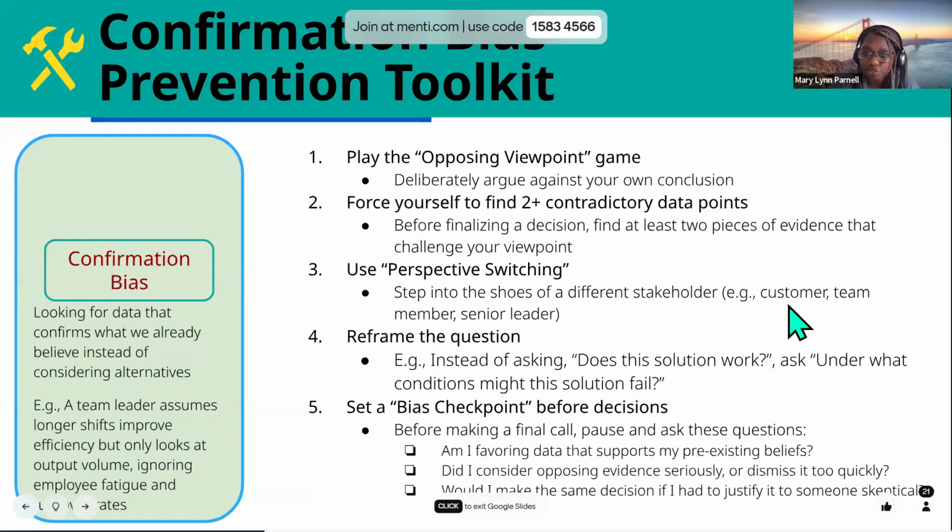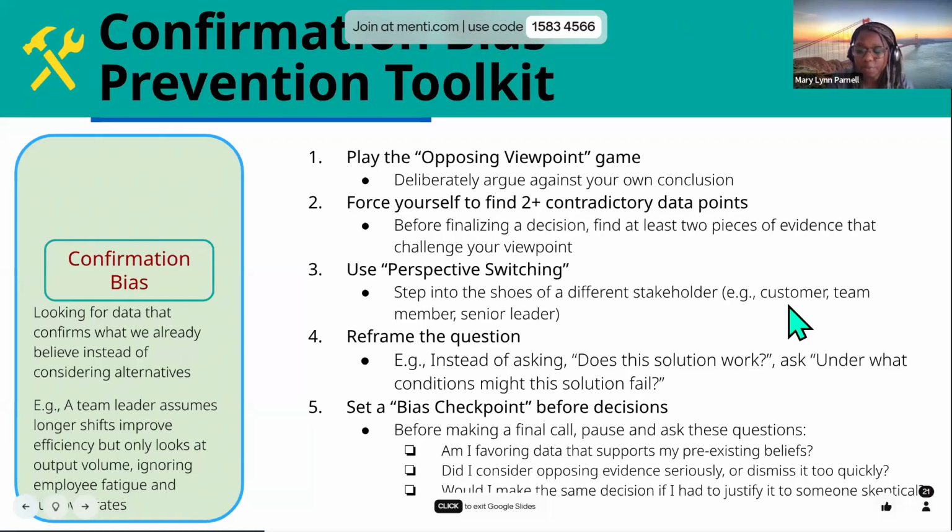When we set a bias checkpoint before we make decisions, we're going to pause and ask these questions. One, are you favoring data that supports my pre-existing beliefs? We as people in general really like positive. So keeping in mind, are you really only drawn to positive data, positive feedback that reinforces, or can we look at the hard facts and the truth to say, okay, we really are not performing, and this is where it's coming from? Did you consider opposing evidence seriously, or did you dismiss it too quickly?